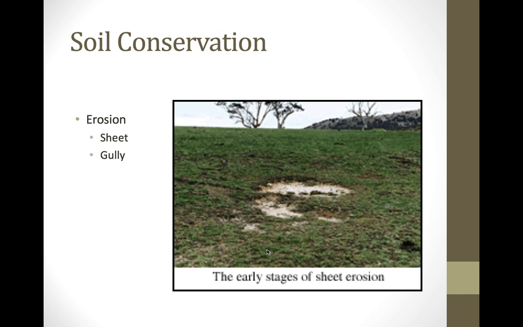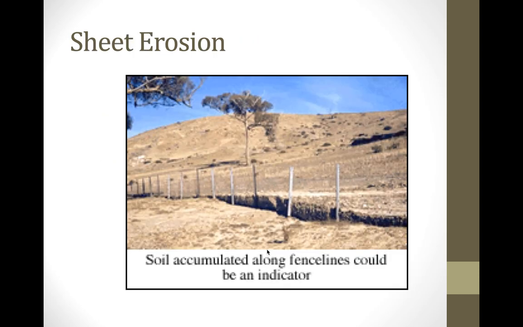So in this particular picture, you're looking at sheet erosion. A lot of times with sheet erosion, you may see that the soil is kind of evenly accumulated along a fence line, or if you have a silt fence or something like that, sometimes you actually can see where the erosion has come down the hill.